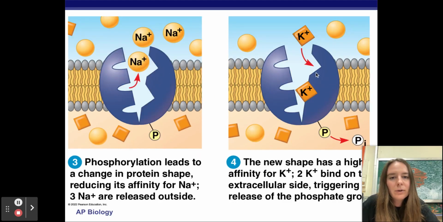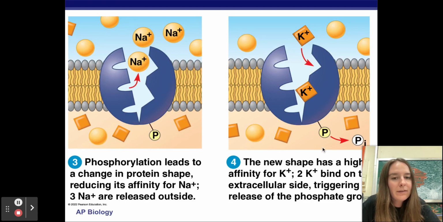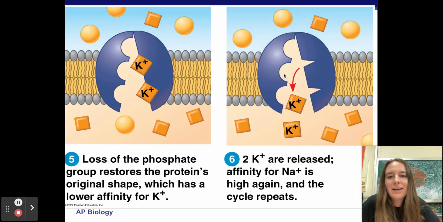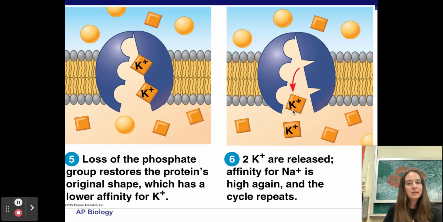Okay, so once the 2 potassium ions have bonded to the protein and the phosphate has been released, notice it's been released, that changes the shape of the protein again. So having this phosphate group there or not changes the shape of the protein. Now it's facing outward and then it will face inwards. Now when that phosphate group leaves, the protein has been restored to its original shape and the potassium will leave because now the protein has a different shape and the potassium will have a lower affinity for the protein. And so you've restored this shape as well. And so now those potassium ions have been released and the cycle will repeat.